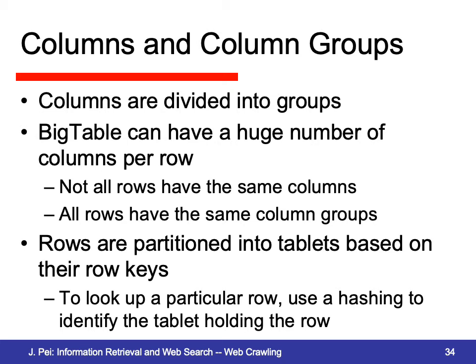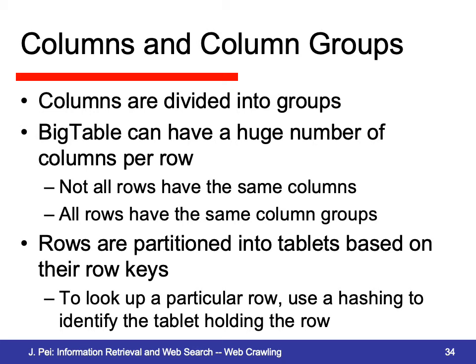Essentially, the columns are divided into groups. Big Table can have a huge number of columns per row, because we set almost all possible attributes as columns. But for one specific web page, they may not have values on all the columns. Indeed, a big table will be very sparse.